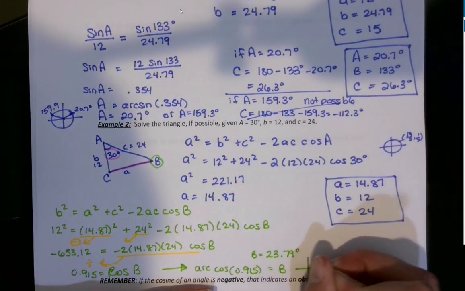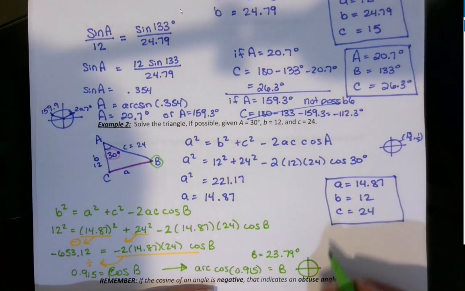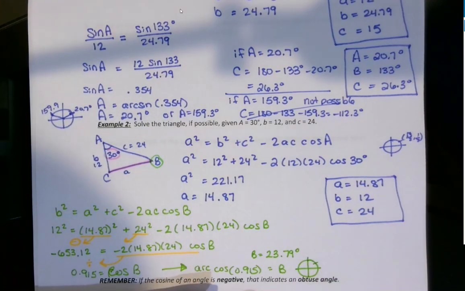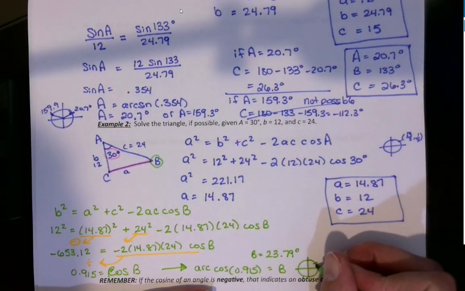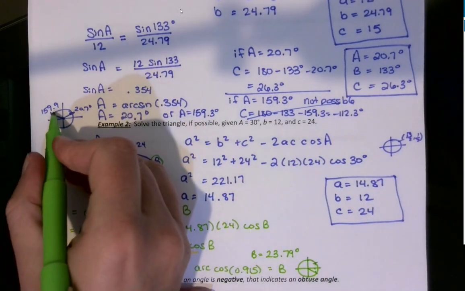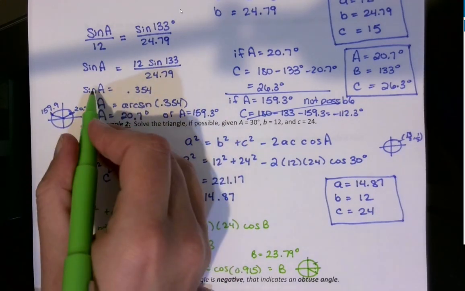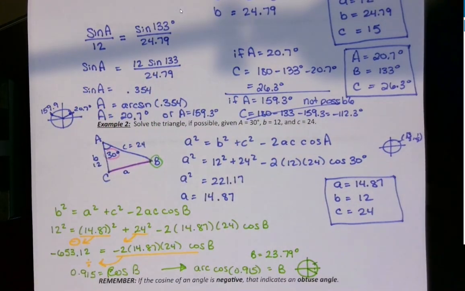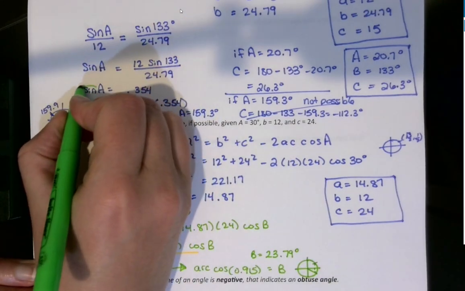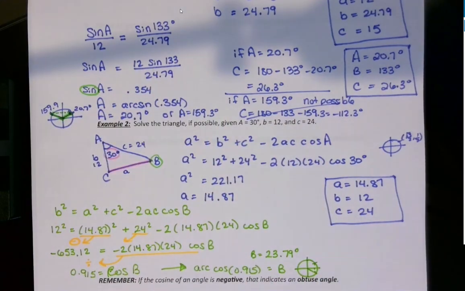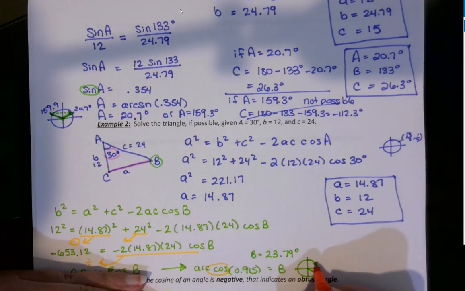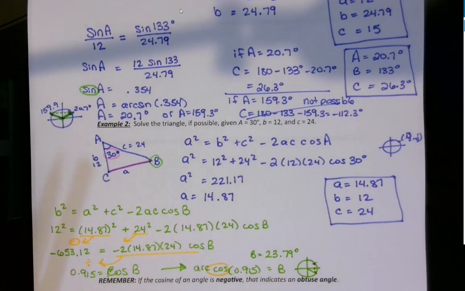The other possibility, according to cosine, if one of my angles is 23 degrees, remembering that cosine corresponds with the x-coordinate, not the y-coordinate. Because this is sine that we did the arc sine of, it corresponded with the y-coordinate. So we had to look in quadrants 1 and 2. But since this one here is cosine that we're working with, it would be in quadrants 1 and 4.